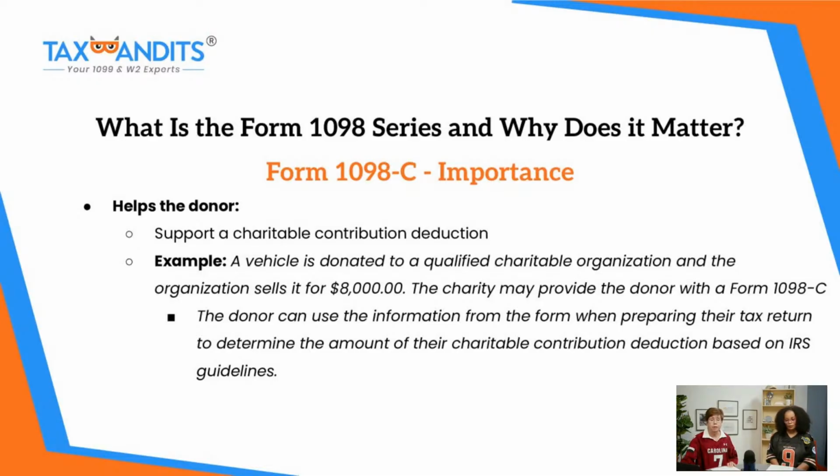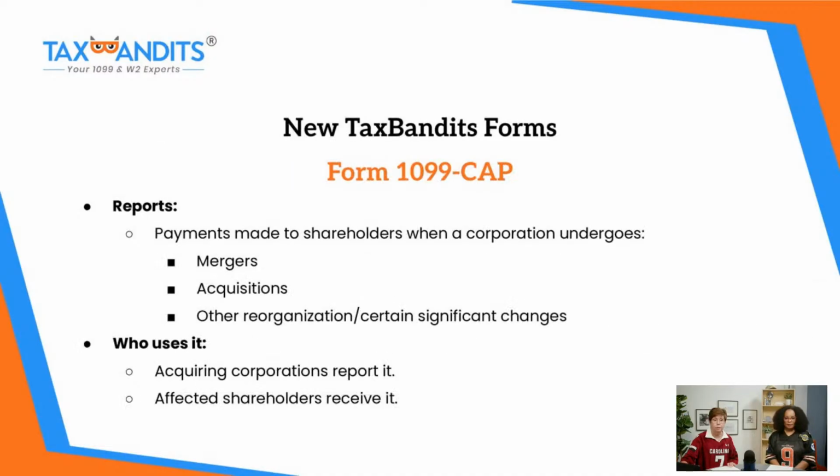An example of this would be if a vehicle is donated to a qualified charitable organization and the organization sells it for $8,000, the charity may provide the donor with a Form 1098C. The donor can use the information from the form when preparing their tax return to determine the amount of their charitable contribution deduction based on IRS guidelines.